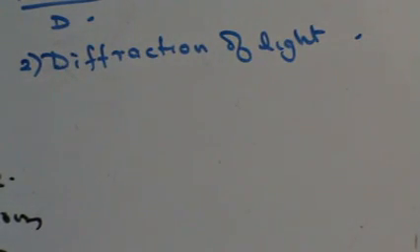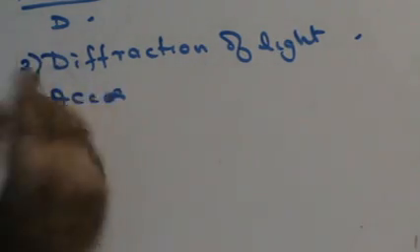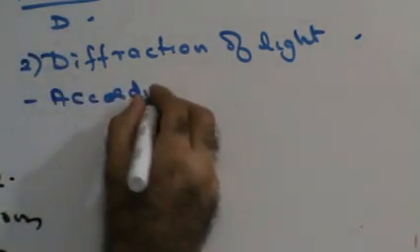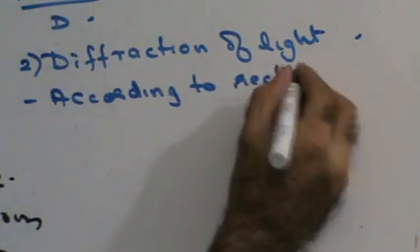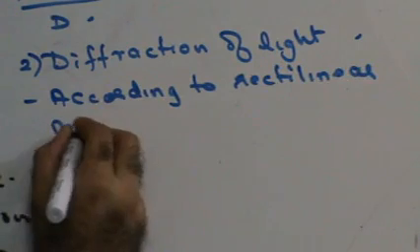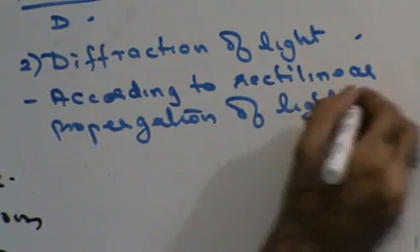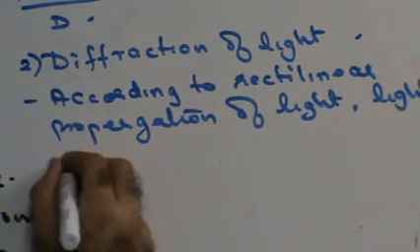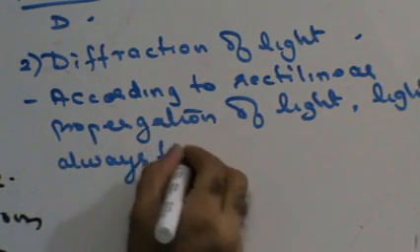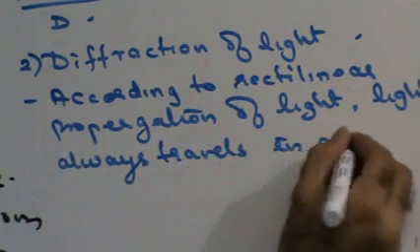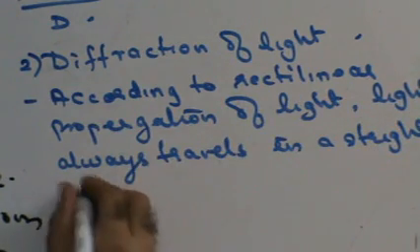Now let's move on to rectilinear propagation of light. As per the theory of rectilinear propagation of light, light always travels in a straight line, right?